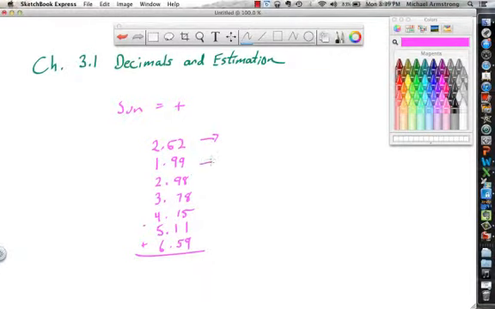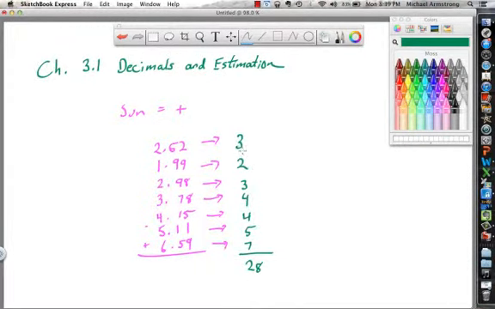So we're going to bring all of these numbers over as estimates, and we're just going to round, just basic rounding. So $2.52 rounds up to $3. $1.99 is 2, $2.98 is 3, $3.78 is 4, $4.15 is 4, $5.11 is 5, and $6.59 is 7. And we add those up. 3 plus 2 is 5, plus 3 is 8, plus 4 is 12, plus 4 is 16, plus 5 is 21, plus 7 is 28.